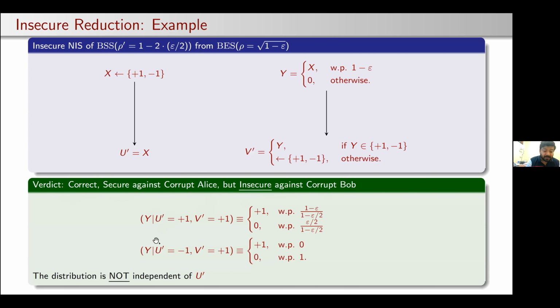One can observe that the conditional distribution of Bob's sample Y is not independent of U prime. If we fix V prime, this distribution depends on U prime as well. Therefore, this construction is insecure. In fact, we will prove that no such construction is possible.